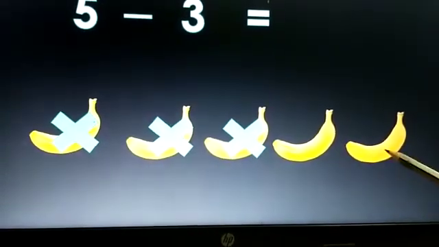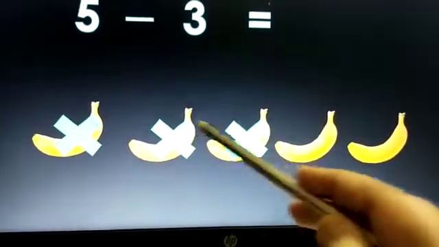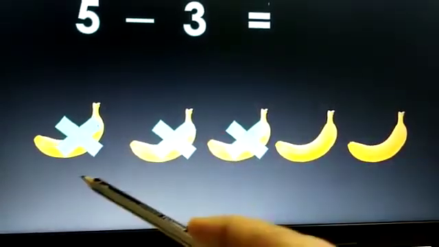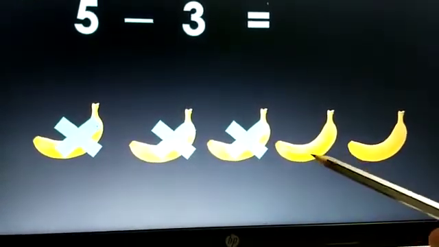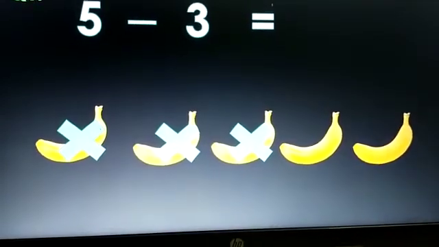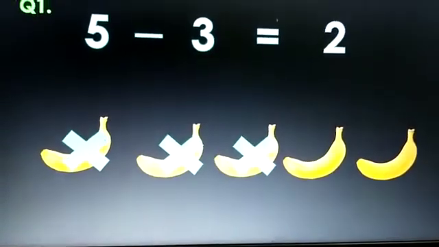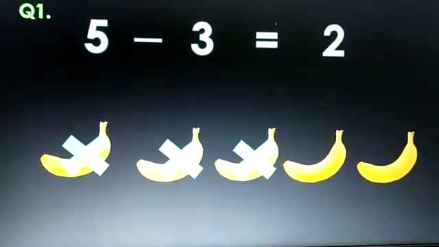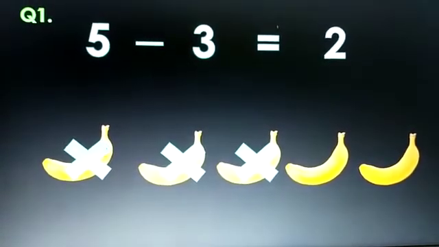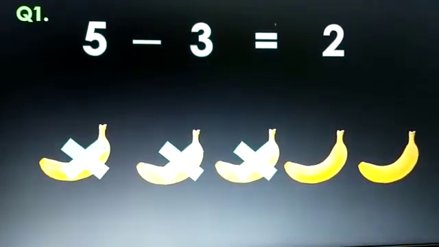So out of 5 we cut 3 bananas, we get the answer, that is, how many bananas remain? It is 2 bananas. 5 minus 3 is equal to 2. Let us see the second example.